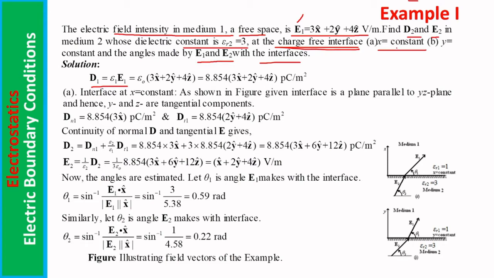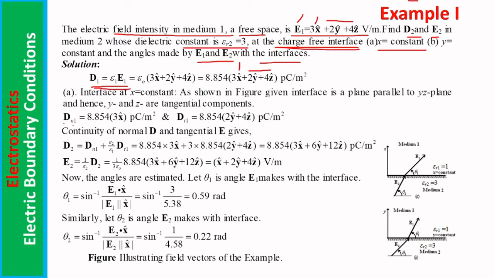X equal to constant is the equation of a plane. It is a plane parallel to the YZ plane. Therefore, one can easily identify that YZ components are tangential components, whereas the X component of the field is normal. So this is normal, whereas these two are tangential. With this understanding, let us move.